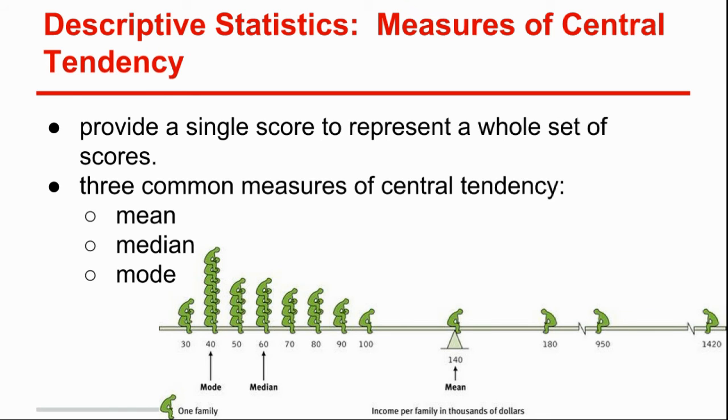And those few outliers push the mean income out to $140,000 a year. And then you have to ask yourself, is that really the best representation of how most people are doing economically in this town? And of course, the answer is no. The outliers have skewed it.